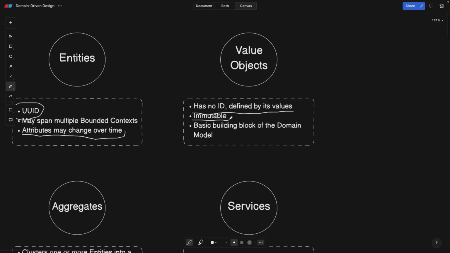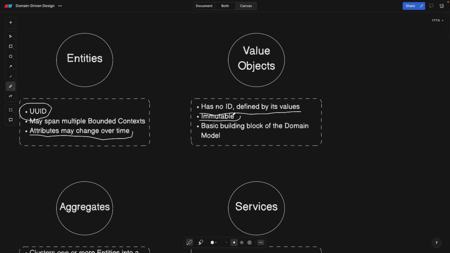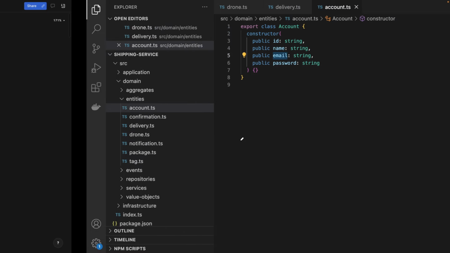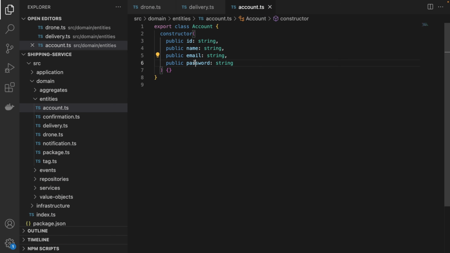Also, they're immutable. Okay, if you need to change the value object, you need to create a new one. You cannot just overwrite them. This is the main difference from entities, apart from them having no ID. And also, value objects are basically the basic building block of the domain model. They are the lowest level of the building block. Okay, so first you have the value objects, and then you build an entity on top of that.